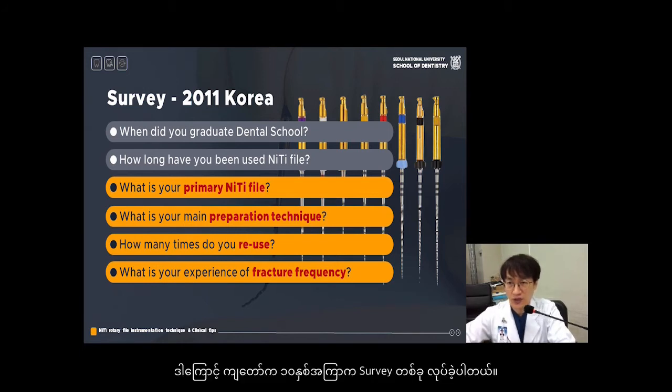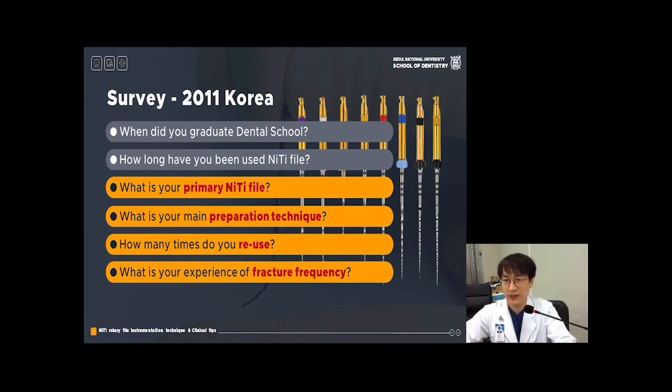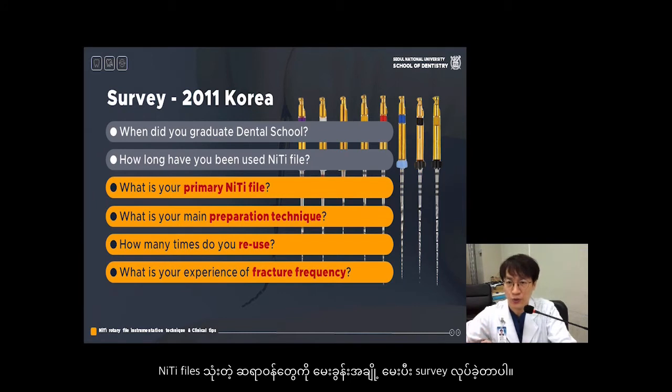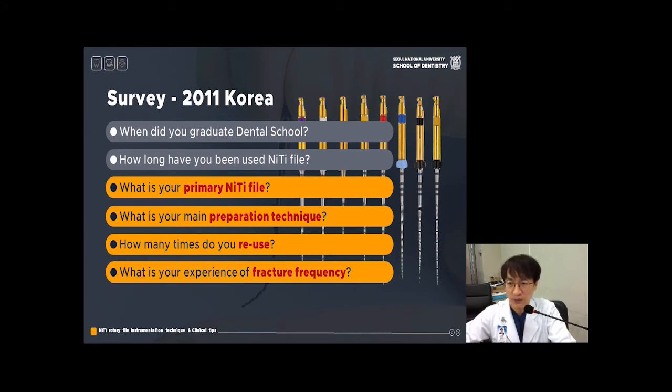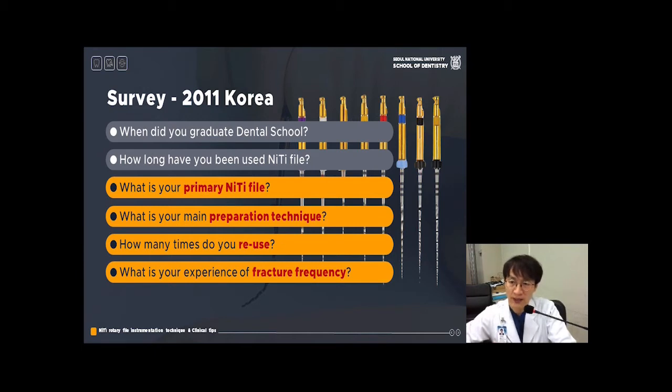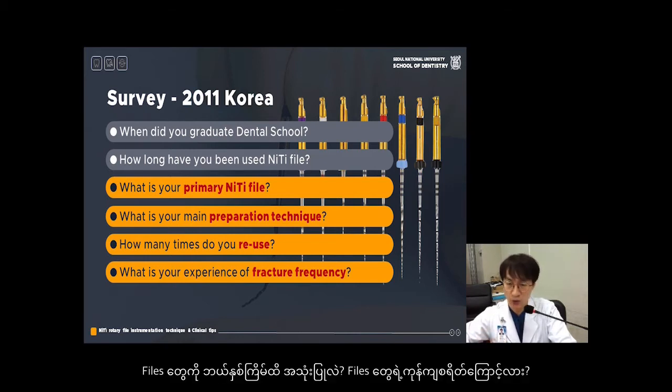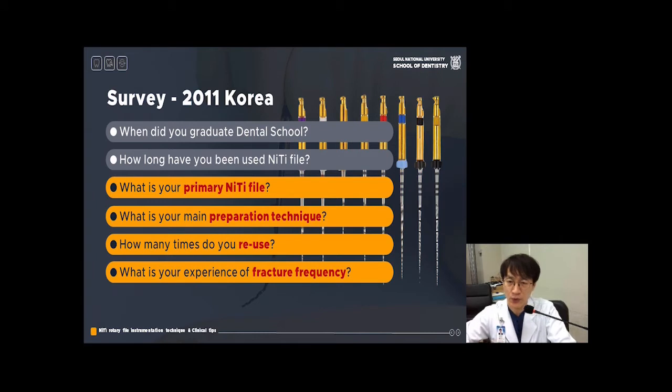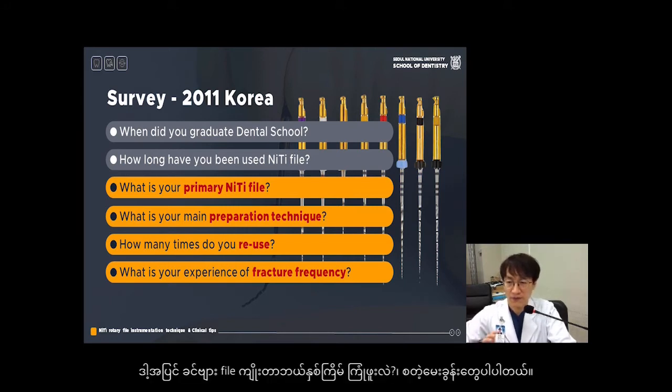I did a survey 10 years ago, a questionnaire that all the doctors who use nickel titanium files could answer. Among the questions, as you may be interested in: what is the primary nickel titanium file that you use in your everyday practice, what is your preparation technique, and how many times do you reuse a file because of its cost? The same happens in our country, as you are concerned about the cost of the file, and we also have to consider the fracture frequency.